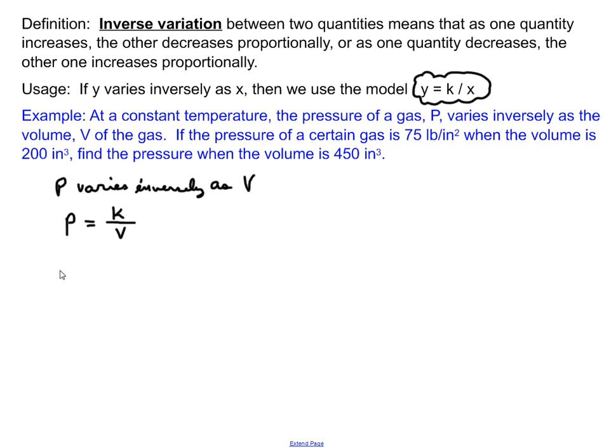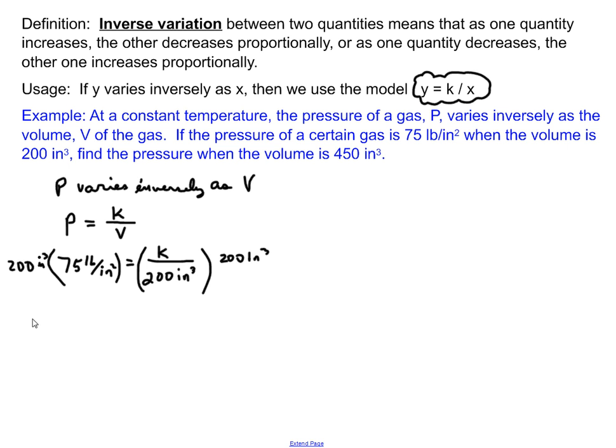And what information is that? Well, 75 pounds per square inch is equal to whatever the constant is divided by our volume, and in this case that's 200 cubic inches. So, to find k, we have to multiply both sides by 200. And remember, it is in fact cubic inches that we're multiplying.